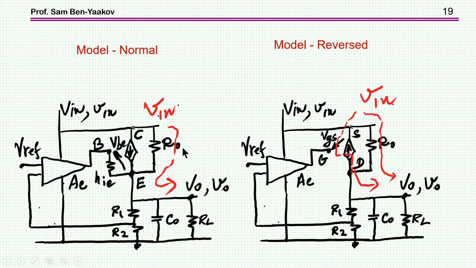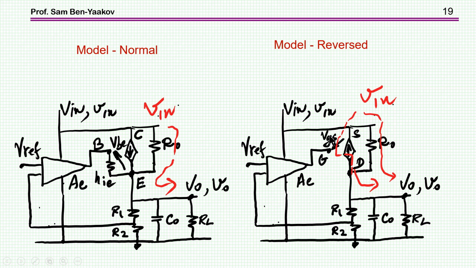So let's see what's the difference between the normal or the reverse mode of the pass element. In the normal mode, say this is now a BJT transistor, feeding the signal to the base in reference to the emitter, which is at the output, okay? So this is a current source. So for a disturbance, it's an open circuit, and the injection is actually through here.